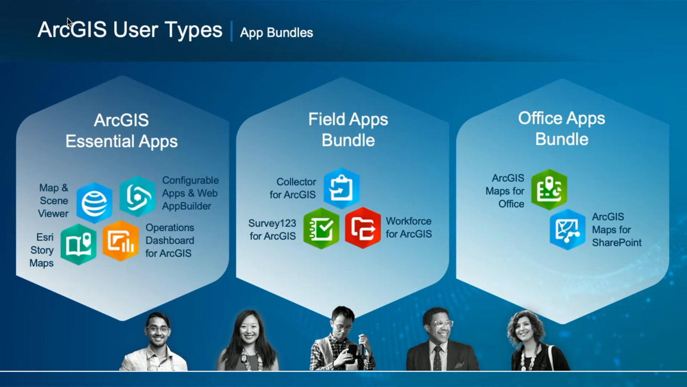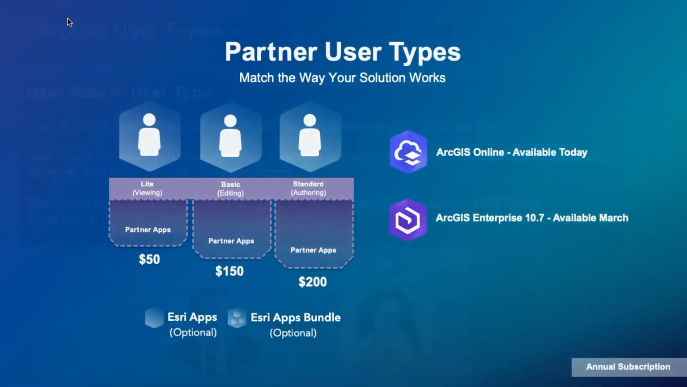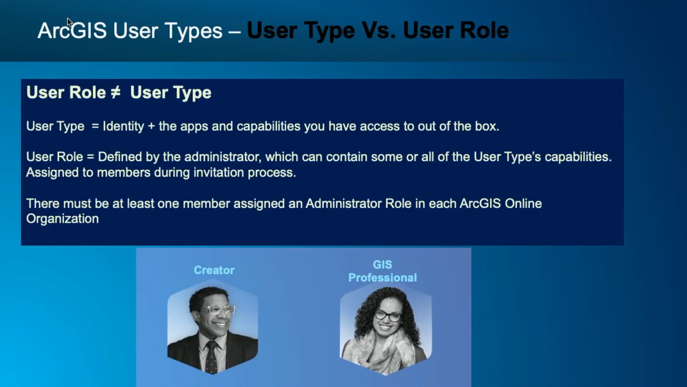So we've got the essential apps, which are really those ArcGIS Online essential apps. We've got the Field Apps bundle, which includes Collector, Survey 123, and Workforce. And then the Office Apps bundle, which has ArcGIS Maps for Office and ArcGIS Maps for SharePoint. So these are bundles of applications that can be either included with the user type or added onto a user type. And then we've got partner user types, and that's something to chat with the partner team about.